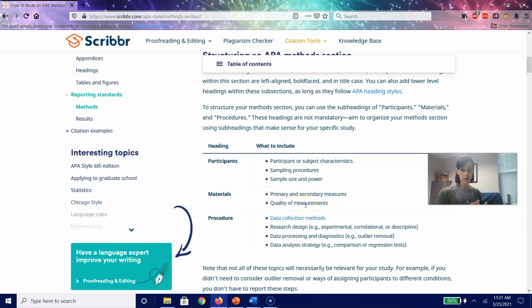Materials, those are going to be your primary measurements, questionnaires, surveys, word lists, computer programs, stimuli, etc., as well as the quality of those measurements. So that might include Cronbach's alpha, inter-rater reliability, test-retest reliability, and things like that. Data collection methods, research design, data processing and diagnostics. Do you have outliers? How are you planning on getting rid of them? And your data analysis strategy.